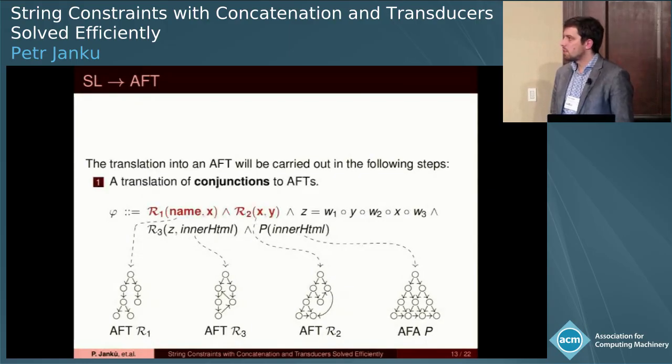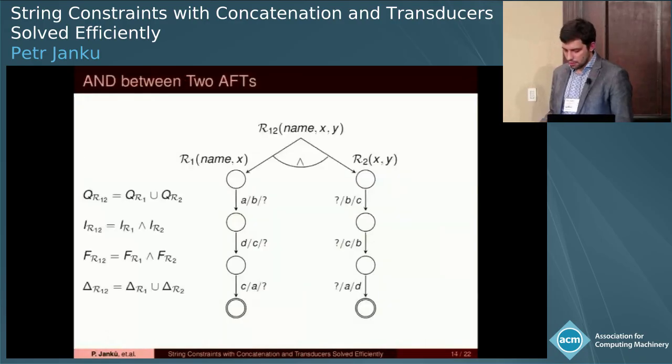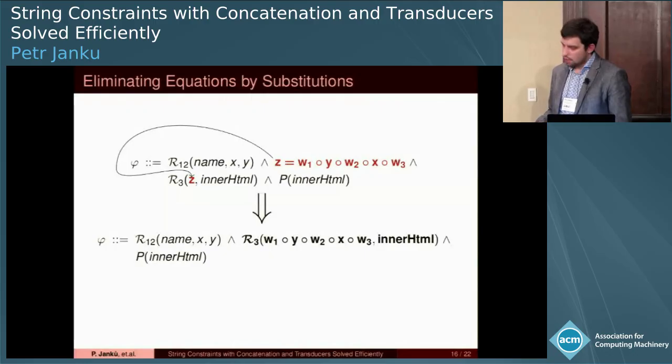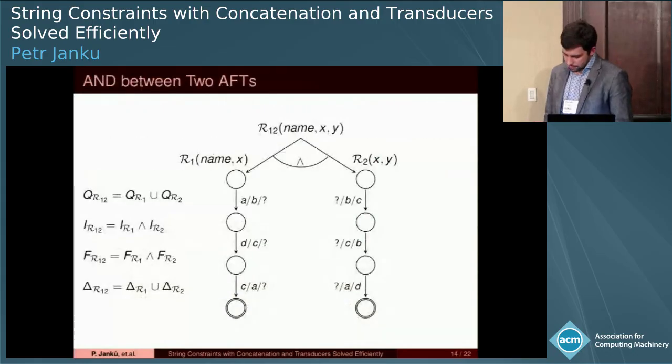The first step is the translation of a conjunction of two transducers. The conjunction of two transducers is translated to one transducer as follows. We take the union of the states and transitions, and the initial and final conditions are simply the conjunction of the original ones. Sometimes we need to deal with synchronization on the shared stack, which is described in more detail in our paper.